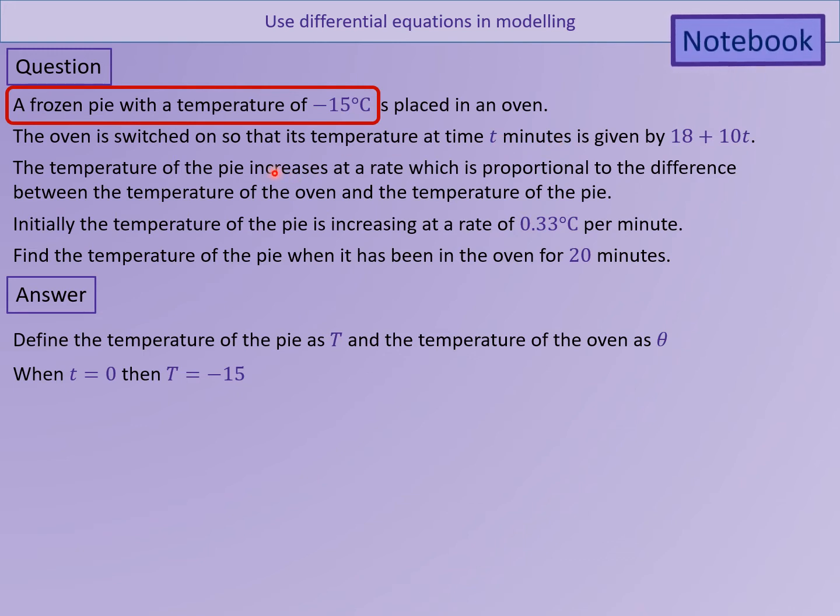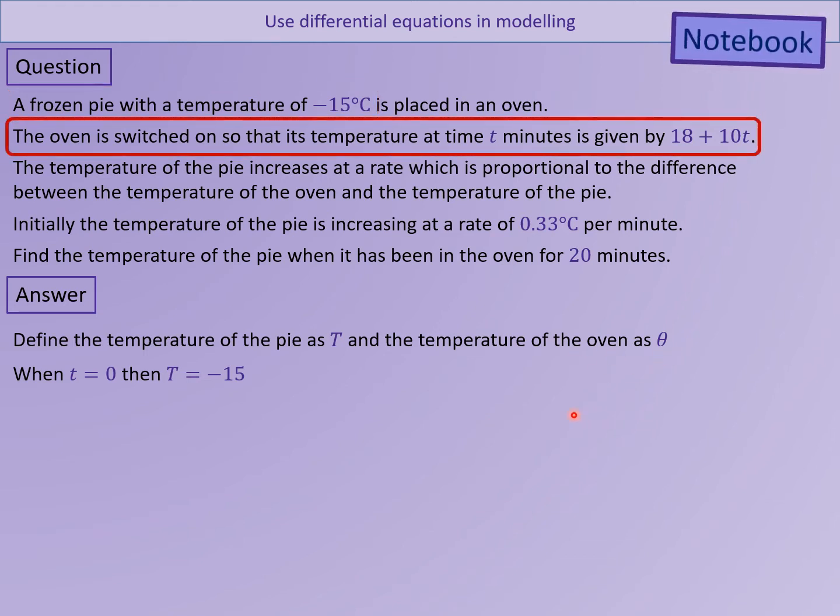Now they're giving you an equation for the temperature of the oven. All right, there's nothing about rates of change over time or anything like that. They're telling you that you can work out the temperature of the oven by just putting t straight into that equation. So what we know is the temperature of the oven, which I've called theta, equals 18 plus 10t.